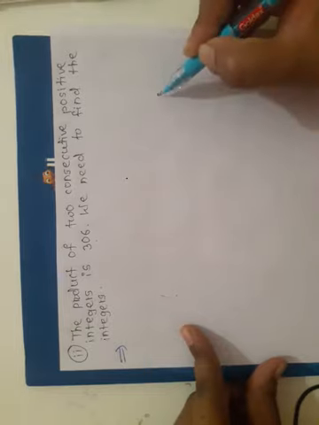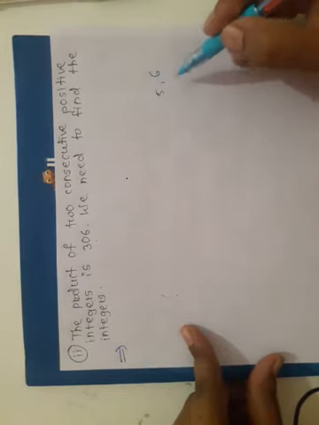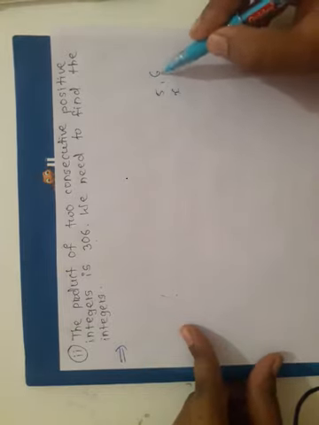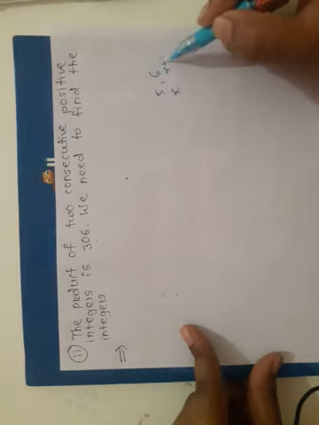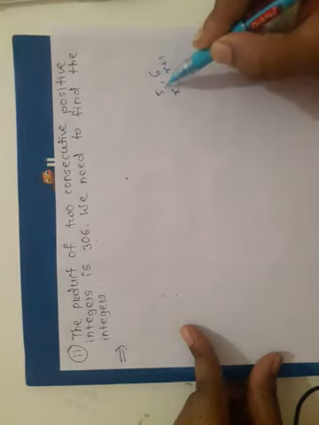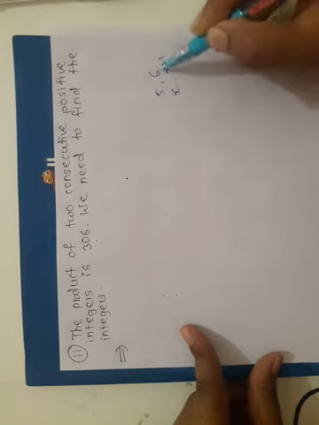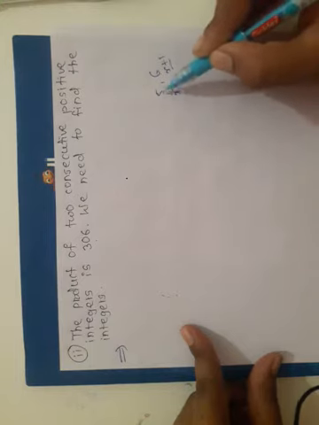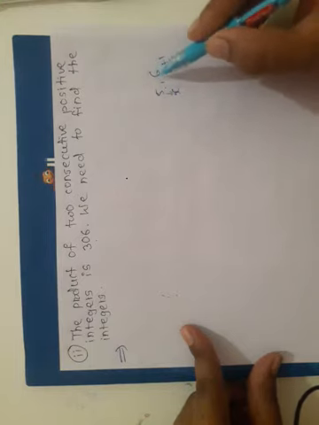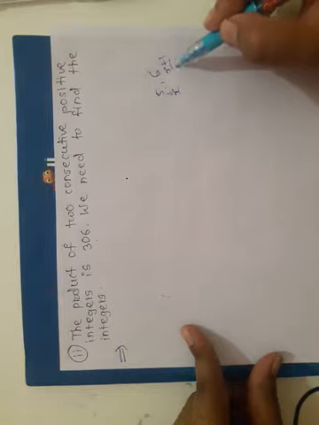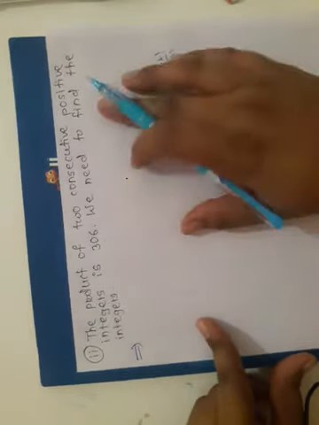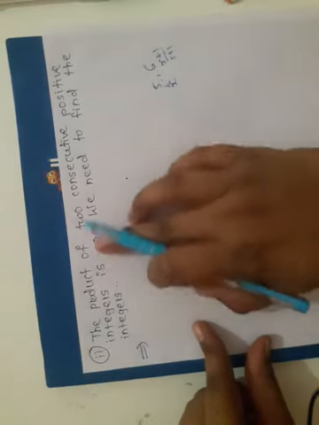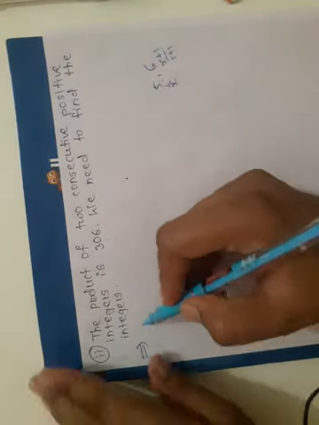Suppose 5 and 6 are the consecutive integers. If we suppose 5 as x, then obviously 6 is more than 5 by 1, which means we write this 6 as x plus 1. When we put the value of x as 5, we get 6, because we are supposing 5 as x and 6 as x plus 1. So consecutive integers we can suppose as x and x plus 1.